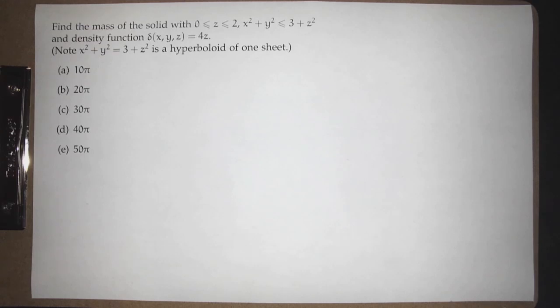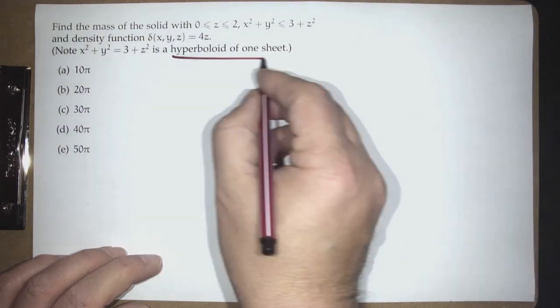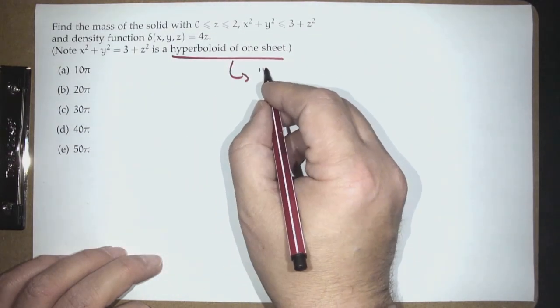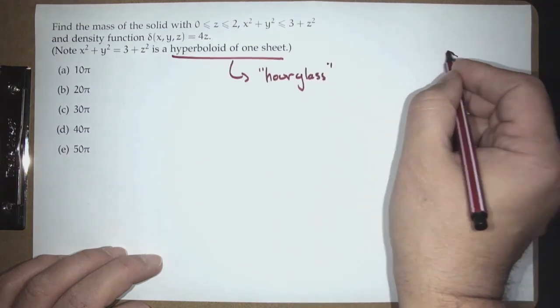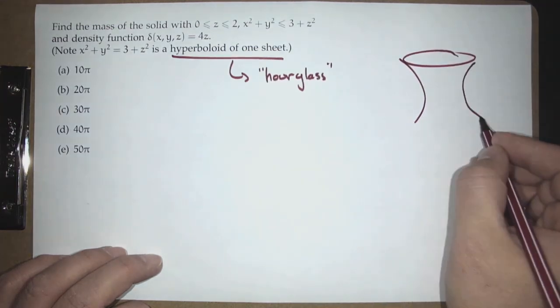You have your x squared plus y squared equals 3 plus z squared, which is a hyperboloid of one sheet. So in other words, a hyperboloid of one sheet, for those who are trying to remember, is sometimes called an hourglass type shape. So it looks something roughly speaking like that.